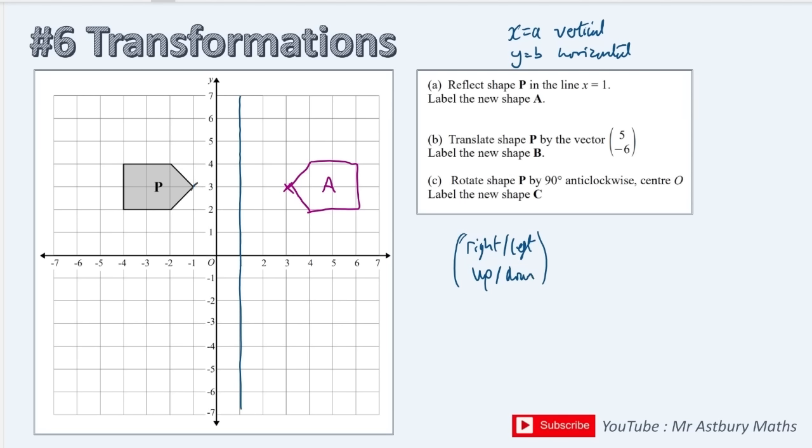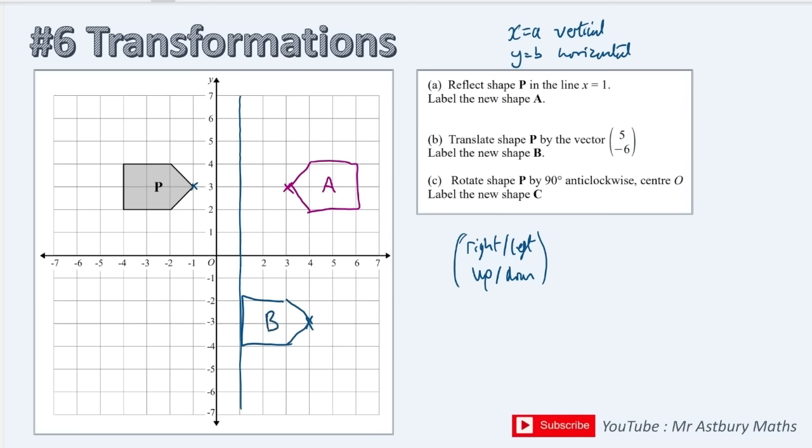So I take the nose again, and I'm going to go 5 to the right, because it's positive. 1, 2, 3, 4, 5. And I'm going to go down 6, because it's negative. 1, 2, 3, 4, 5, 6. And now what I can do is draw the shape from the nose. So up here, across, and like that. And I'm going to label that shape B.